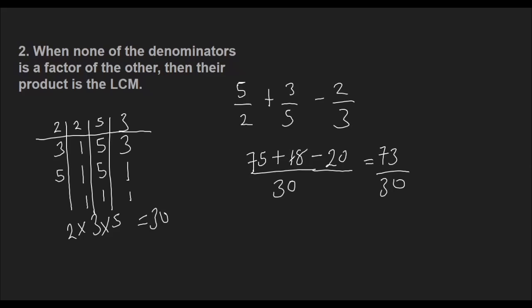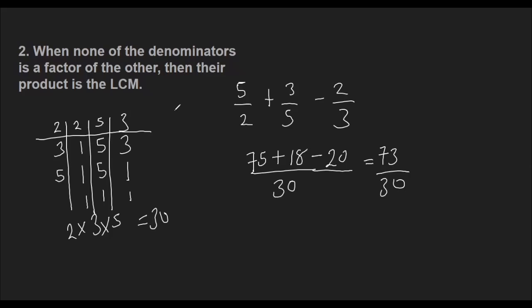Alright, but the key point that we need to take note of is that in this kind of condition where the denominators are not a factor of each other, the product of those denominators will be the LCM that we're going to use to simplify the fraction. Okay, so let's look at the third shortcut, which is actually the last that I'll be showing us here.